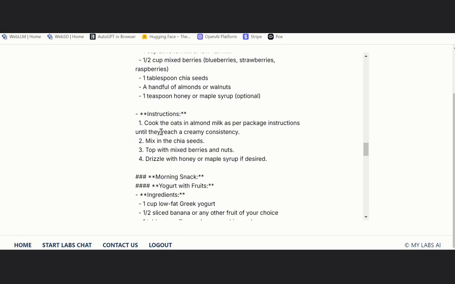Right? Instructions, it even gives her some instructions. Cook the oats in almond milk as per package instructions until they reach a creamy consistency. Mix in the chia seeds, top with mixed berries and nuts, drizzle with honey or maple syrup if desired.